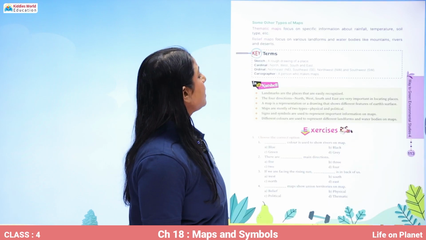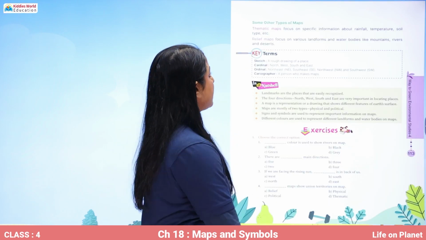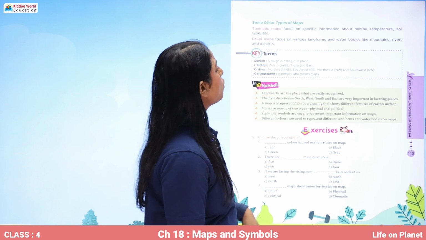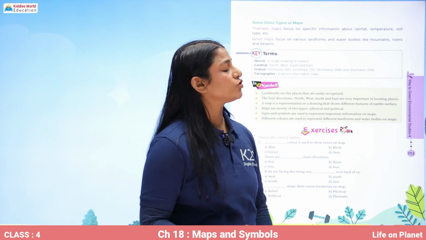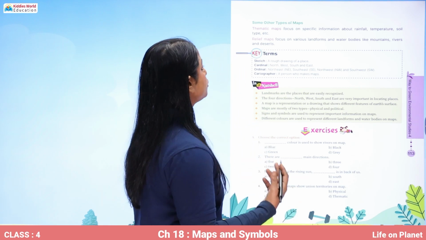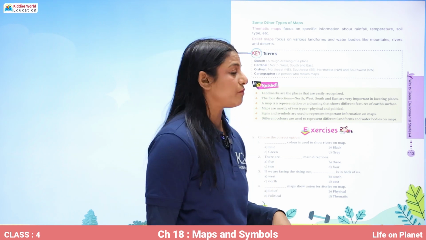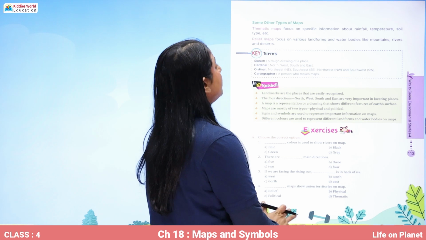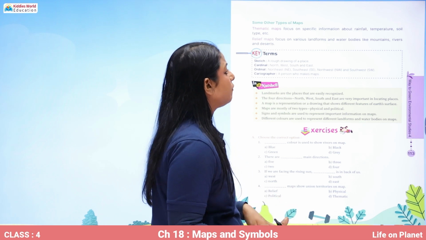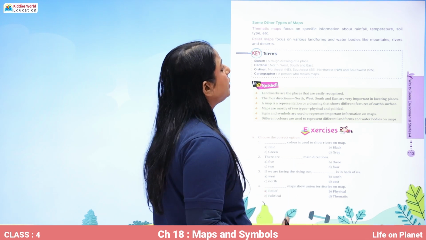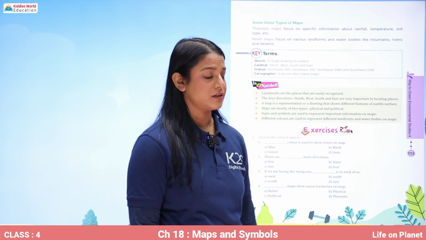So there are some other types of maps like thematic map which focus on specific information like rainfall, temperature, soil type, etc. Then there is one more type of map which is relief map, and it focuses on various landforms and water bodies like mountain, rivers and deserts.